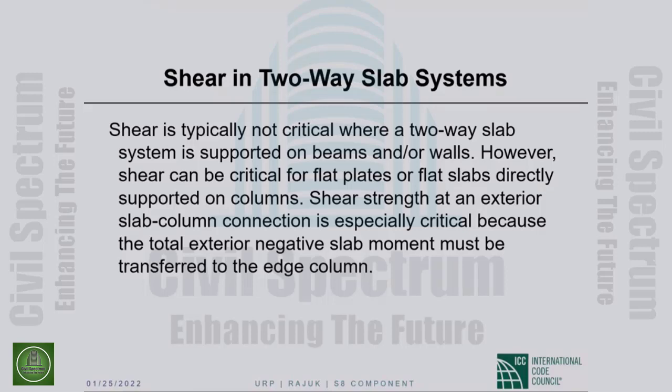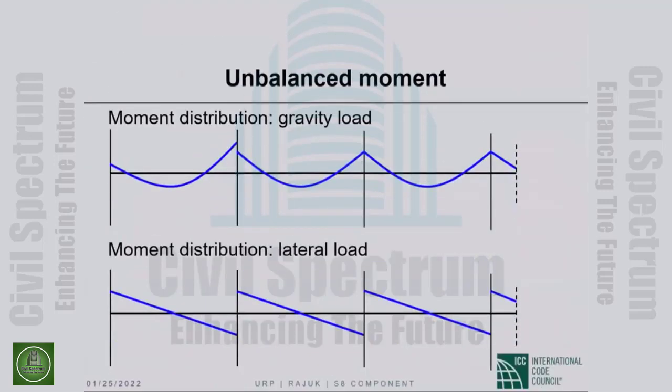Shear strength at an exterior slab column connection is especially critical because the total exterior negative slab moment must be transferred to the edge column. This we have discussed. So at the exterior support section, even when there are no lateral loads, the slab moment at the exterior support section has to be transferred to the column. Part of that moment transfer is by flexure, but the remainder of the moment transfer is by shear. This punching shear due to moment transfer adds to punching shear caused by gravity, and that's where we have a potentially serious problem. This is something I went over, I believe, yesterday. I think it is important enough that I would like to repeat it briefly.